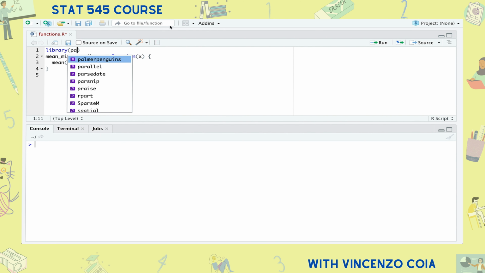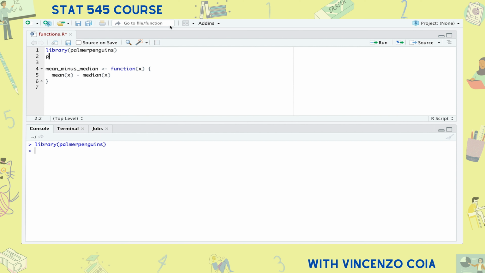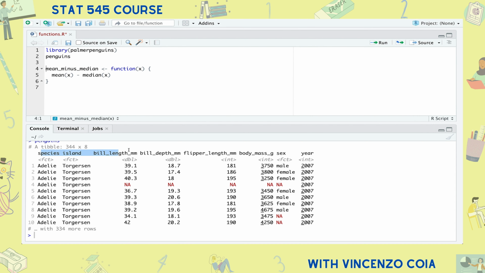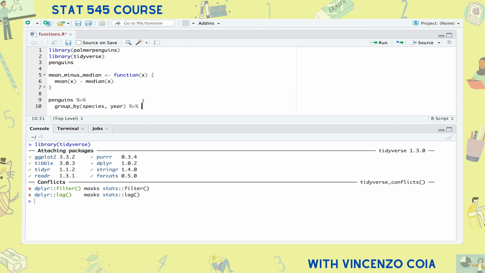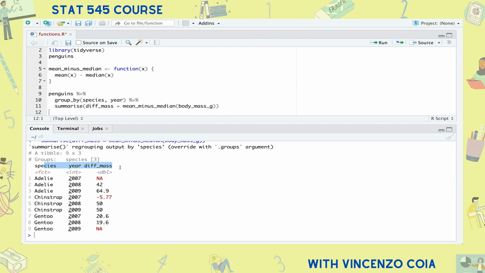Now we can calculate on more than just the islands data. Remember the penguins dataset? It has data collected on 3 penguin species across time. Let's try applying the mean minus median function to the body mass for each species in each year. It looks great. The functions seem to have worked on different inputs, but there are missing values. This is because the mean and median functions, by default, return NA if any input values are NA.